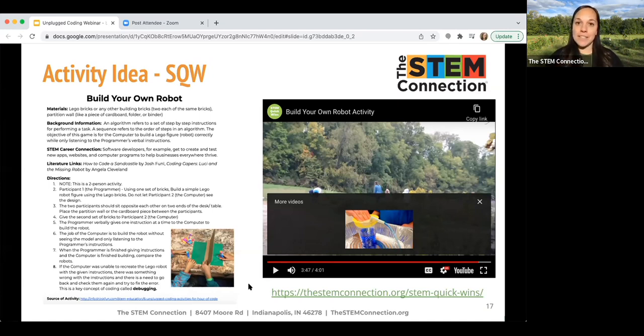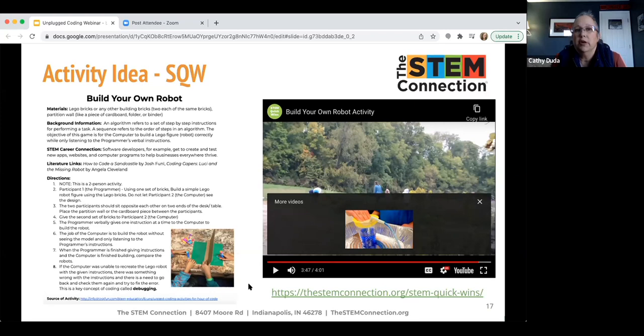So this is just one example of the activities that we have available, and there are 3 or 4 more in that kind of library of STEM Quick Wins. So if you're looking for a place to start with some easy unplugged coding activities that don't require a lot of special materials, it's a great place to get started. I know, Kathy, you've used a couple of these unplugged coding activities through different experiences. Do you have any other thoughts to share?